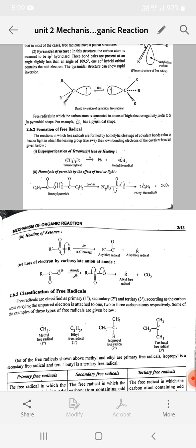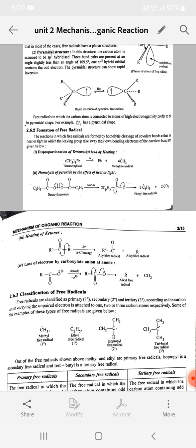Now we will talk about the primary, secondary and tertiary free radicals in detail. Let's see. The free radical in which the carbon atom containing the odd electron is linked with one or no carbon atom is called a primary free radical. Talking about secondary free radicals, the free radicals in which the carbon atom containing the odd electron is linked with two carbon atoms are called secondary free radicals.